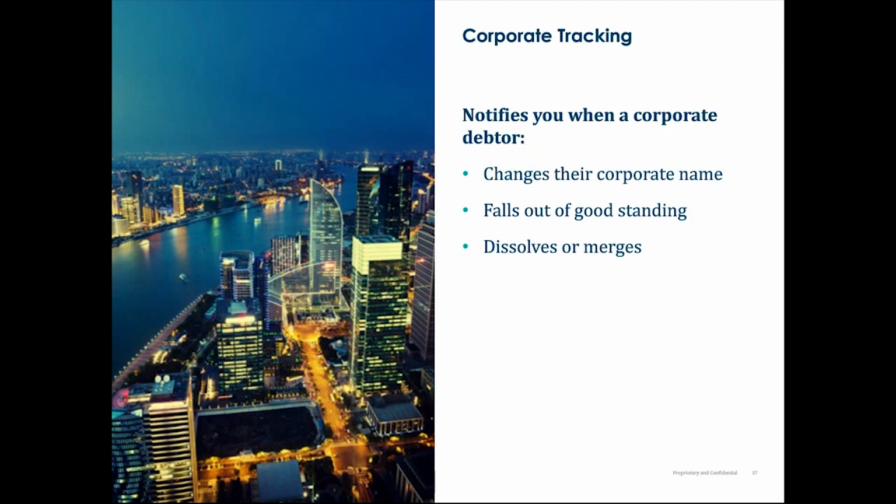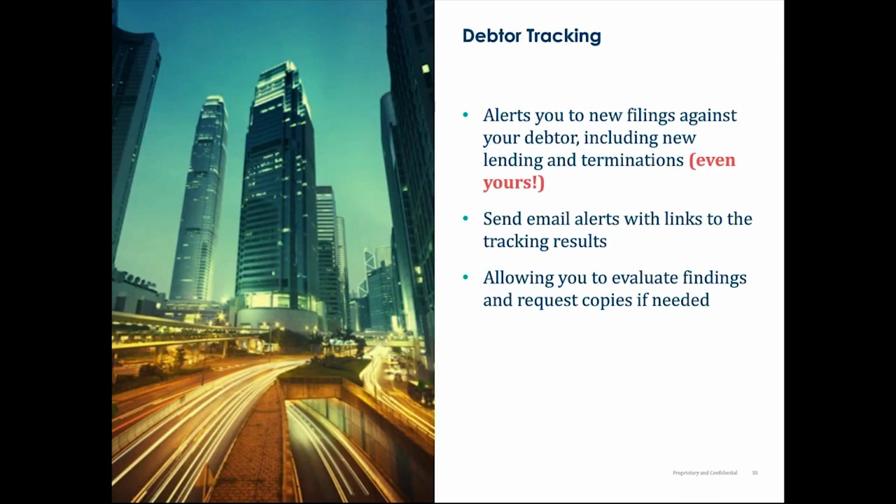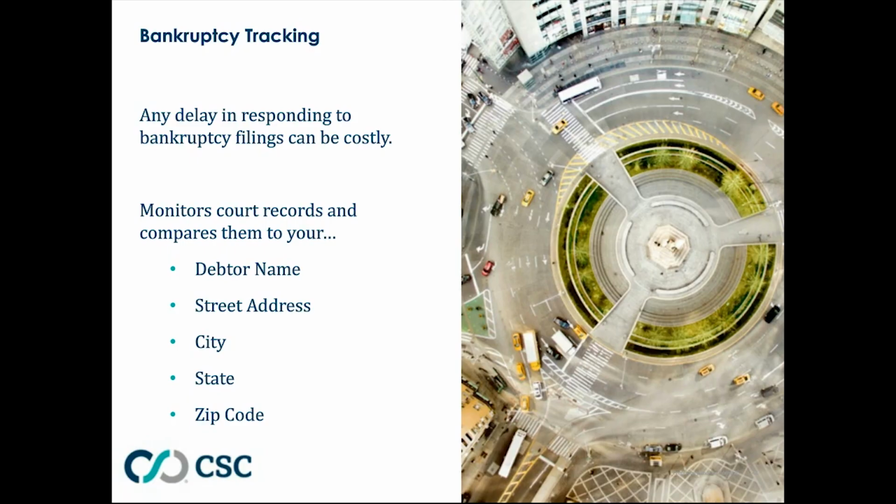With corporate tracking, we'll notify you when a corporate debtor changes their corporate name, falls out of good standing, or dissolves or merges. Debtor tracking will alert you to new filings against your debtor, including lending and terminations, even yours. That will show if your debtor's taking on more debt. We'll send email alerts with links to the tracking results, allowing you to evaluate findings and request copies if needed. And then another form of tracking we have is bankruptcy tracking.